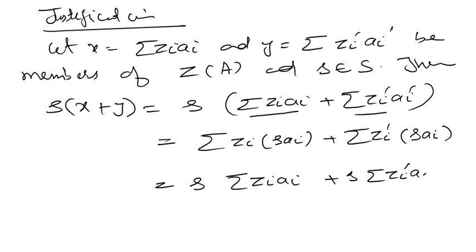So that's equal to sx plus sy. In a similar way, you can prove that (x plus y) times s is equal to xs plus ys. So that's very simple. Okay, that you can prove. So similarly, (x plus y) times s is equal to xs plus ys.